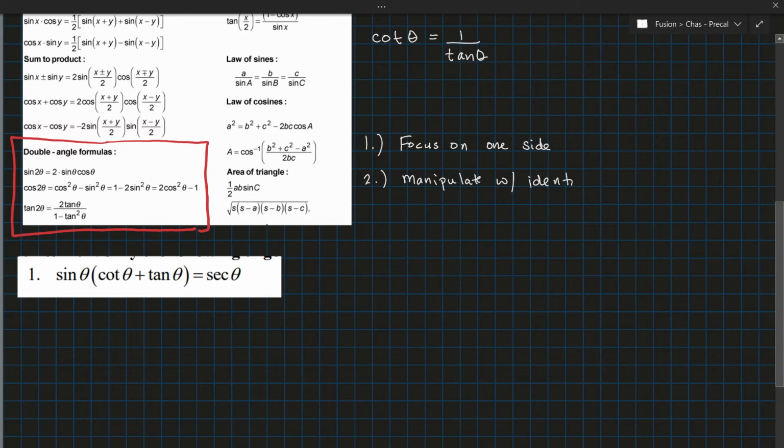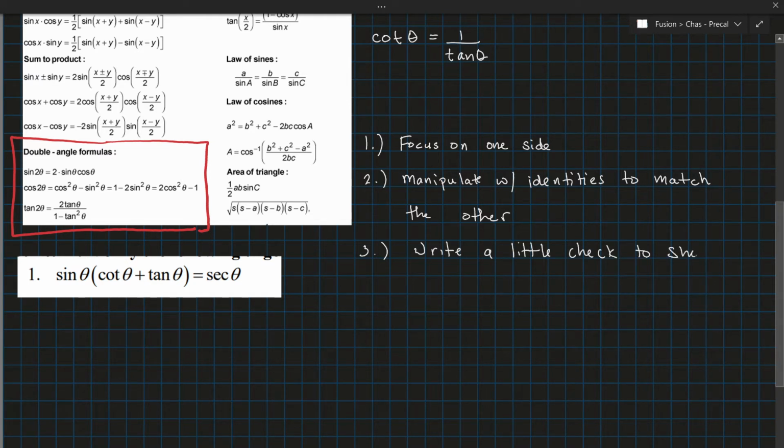Manipulate with the identities to match the other. And then write a little check to show that the proof is completed, I guess.